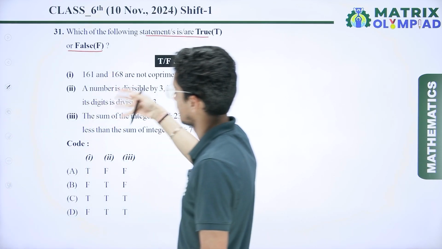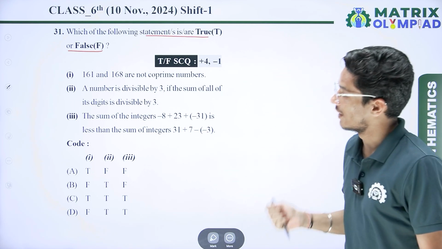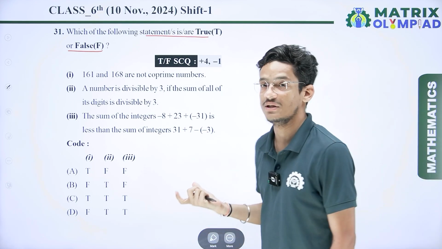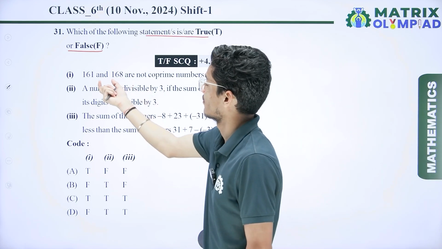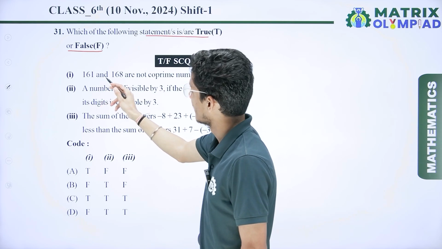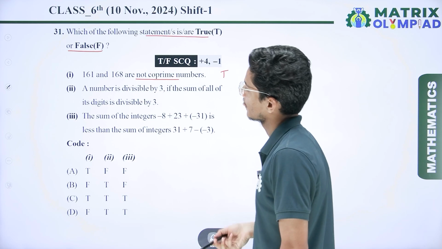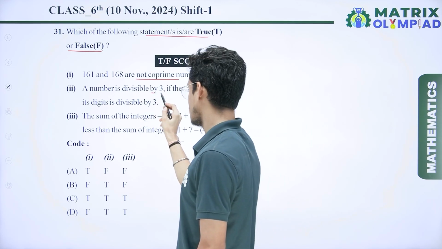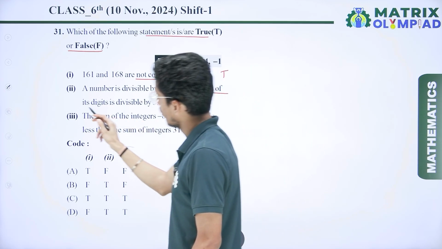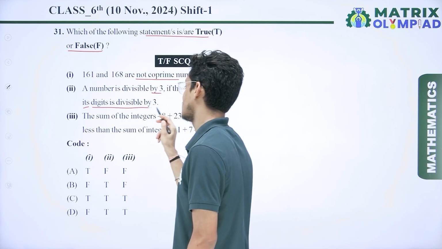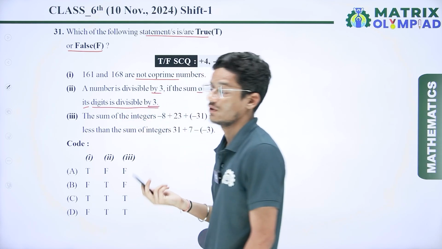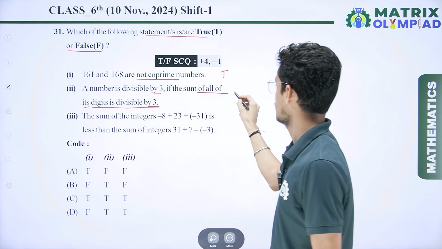So here we have given 3 statements and we have to find which one is true and which one is false. Statement number 1, that is 161 and 168 are not co-prime numbers. Yes, this one is true. A number is divisible by 3 if the sum of all of its digits is divisible by 3. Yes, we know the divisibility rule of 3, that is true.